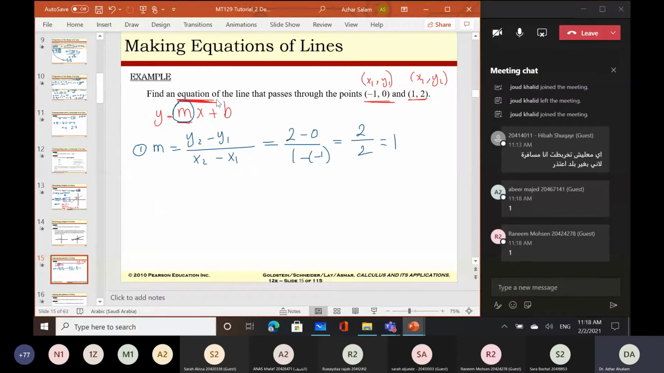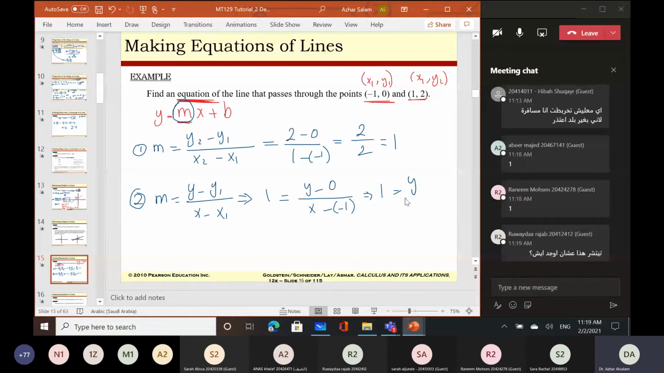Now I find m. So to find the equation, I use this formula, the same one, but I put here y and x instead of y2 and x2. y minus y1, x minus x1, or y minus y2, x minus x2. I choose only one point. So I have m, which is 1, equals y minus y1, which is 0, over x minus x1, which is minus 1. So I have 1 equals y over x plus 1.